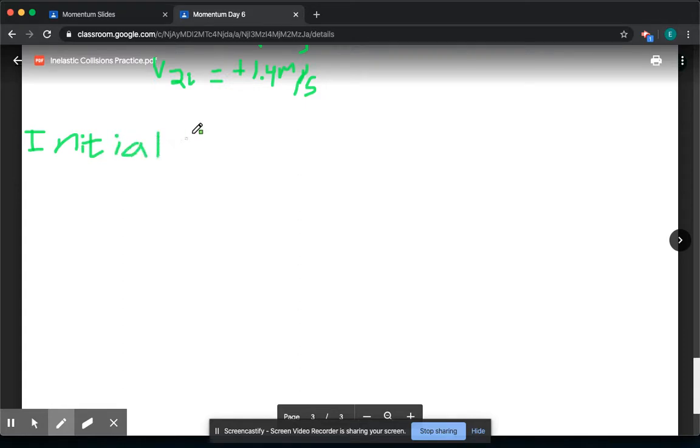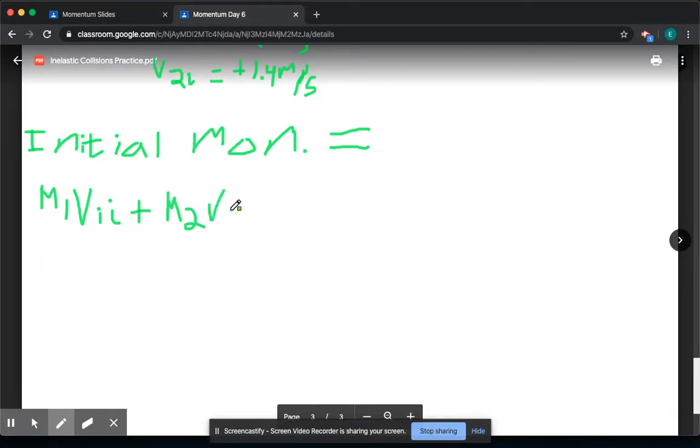Our initial momentum is again going to be the first cow and its velocity, plus the second cow times its velocity.